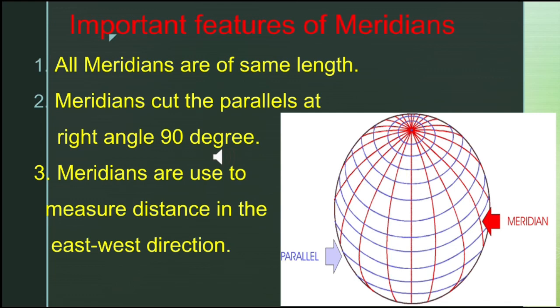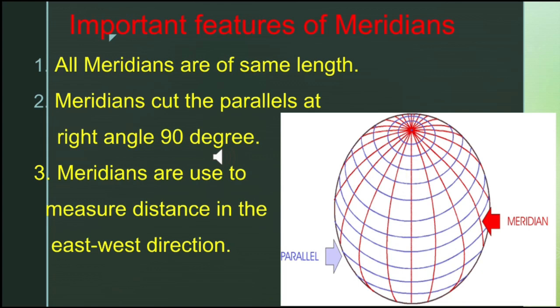The third one is that meridians are used to measure distance in the east-west direction. As they are drawn from north to south, but when we have to measure the distance, they measure the distance from east to west direction. When we talk about meridians, just remember one thing: the lines are drawn from north to south, but the distance is measured from east to west direction. So direction plays a very important role while identifying parallels and meridians.